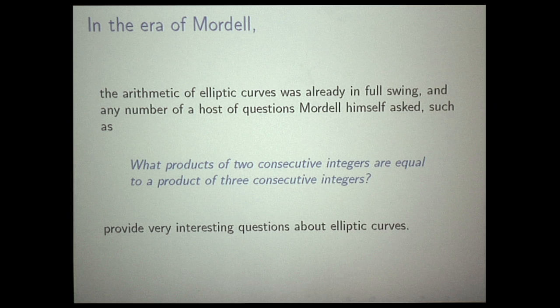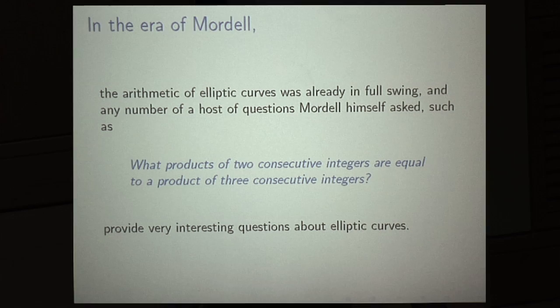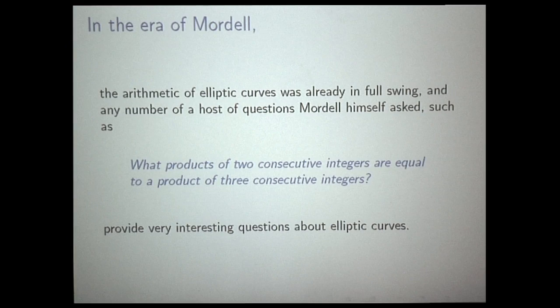Now, in the era of Mordell, which is the 1920s and 1930s, and 40s, 50s too, we were really in the midst of a lot of Diophantine questions about elliptic curves, and Mordell was very adroit at asking just the right subtle questions to end up with a problem about elliptic curves. For example, the blue thing on the screen: what product of two consecutive integers is equal to a product of three consecutive integers?